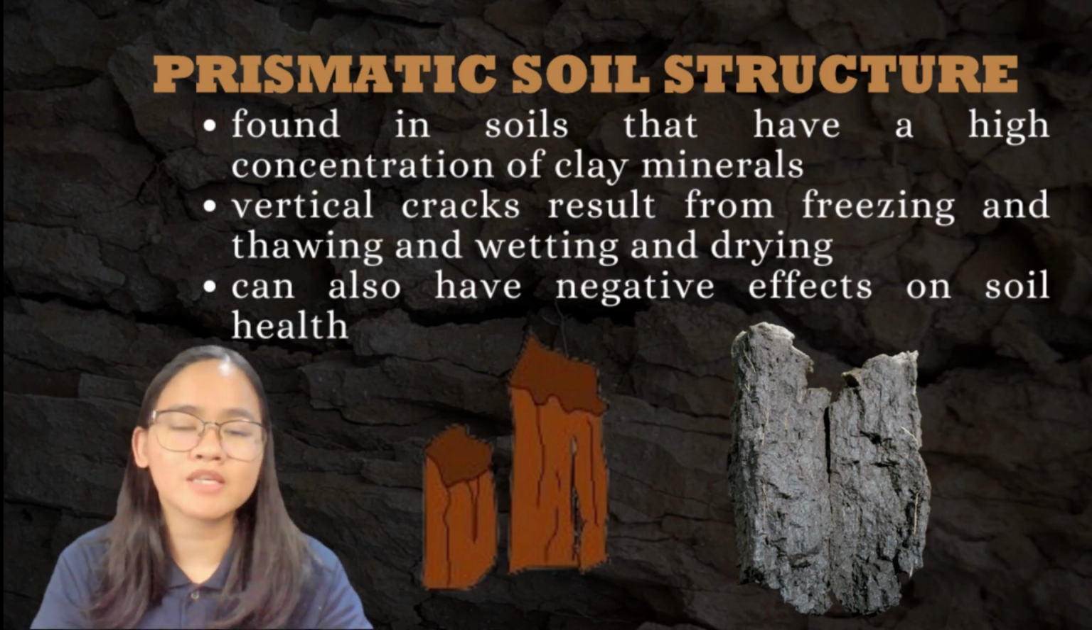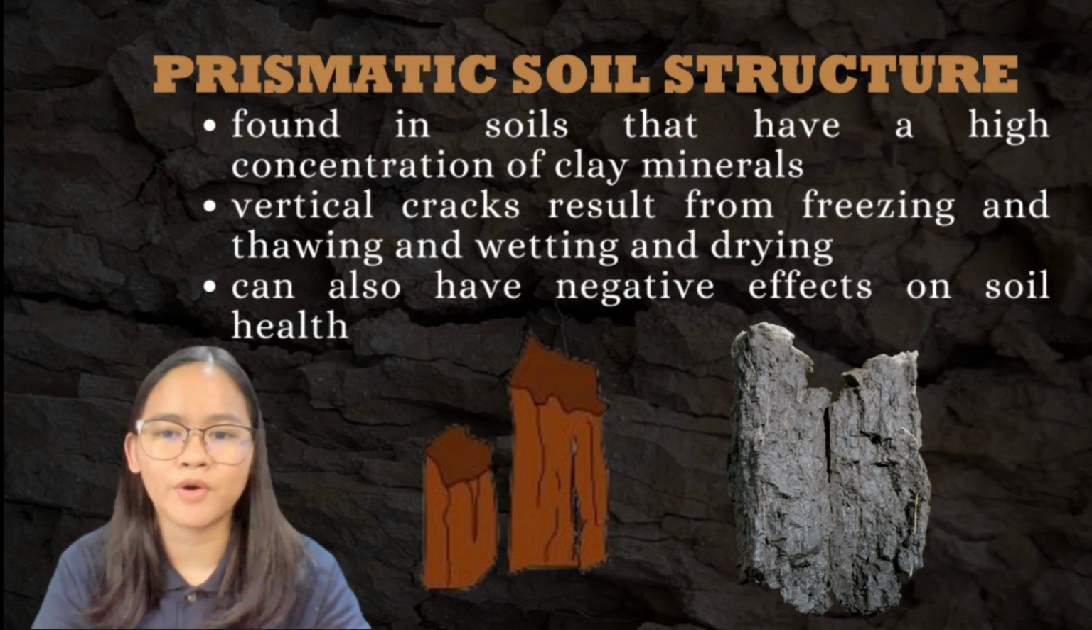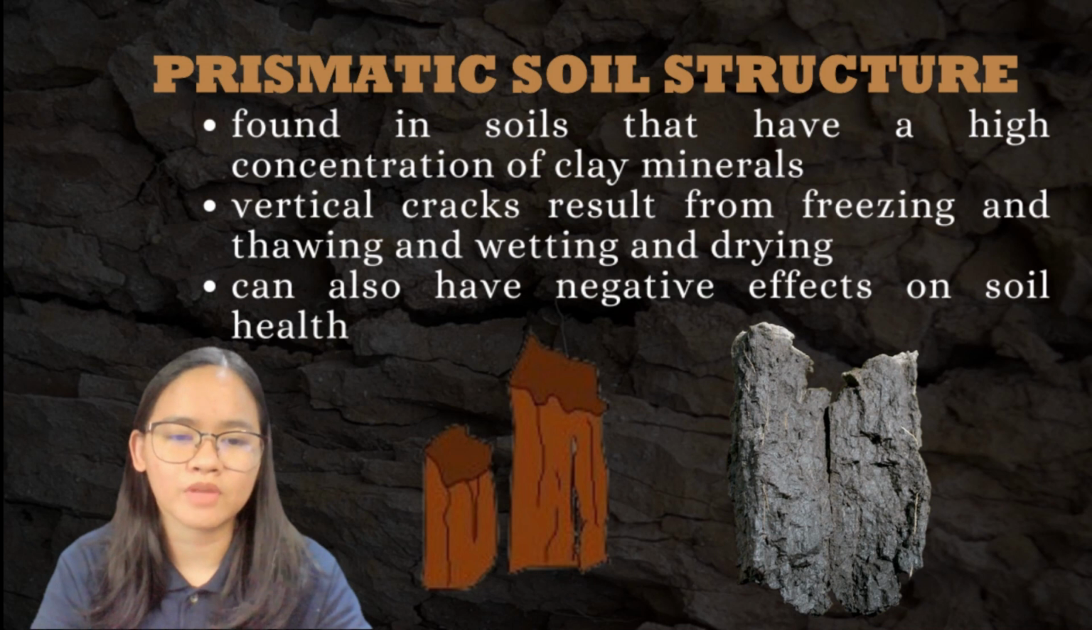However, prismatic structure can also have negative effects on soil health. For example, the vertical columns can limit the movement of roots through the soil, which can impact plant growth and nutrient uptake. Additionally, prismatic structure can make it more difficult for water to infiltrate the soil, which can lead to waterlogging and other drainage issues.